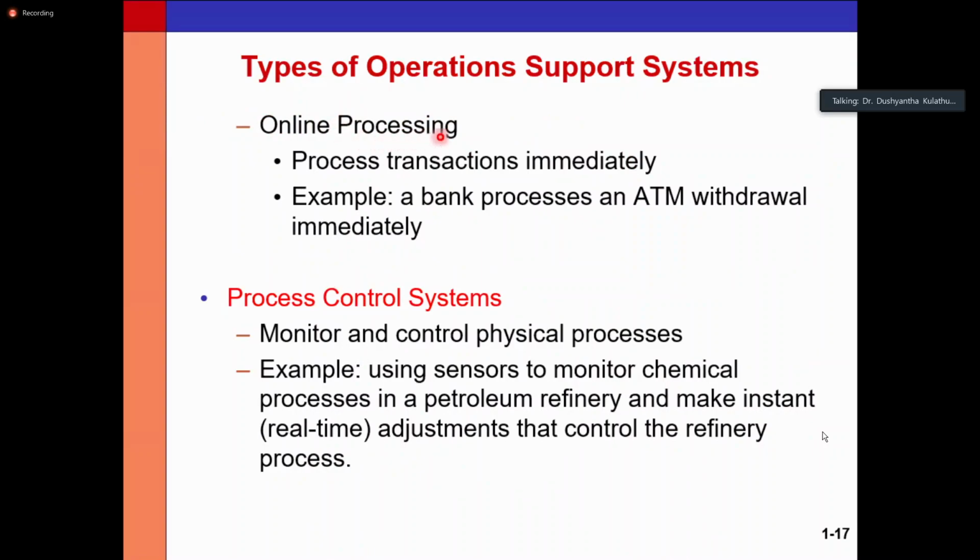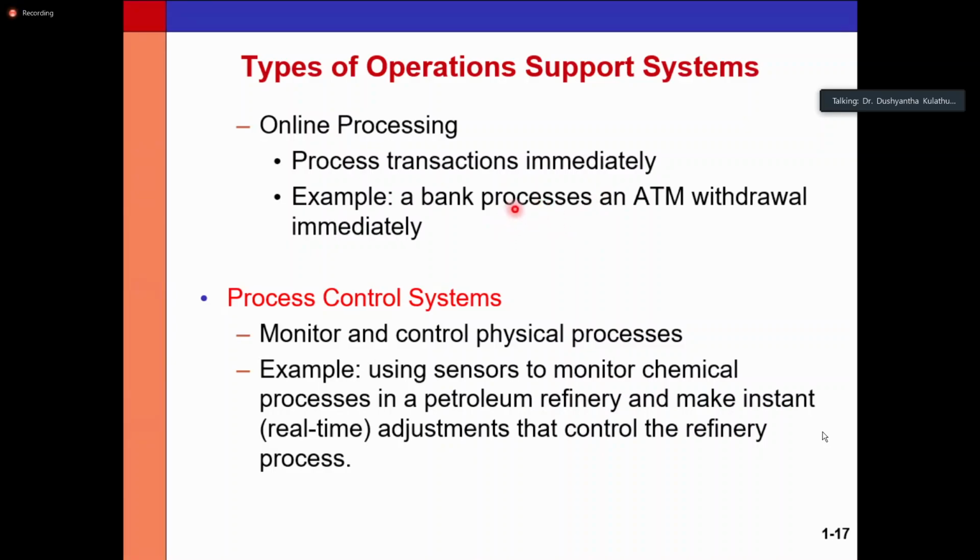Then we have online processing or real-time processing. It processes transactions immediately. That means as and when the transaction happens, the transaction is processed by the systems. The example here says a bank processes an ATM withdrawal immediately. If you withdraw some money from an ATM, that transaction will be processed in real time, and thereafter your account will be updated. If it doesn't happen, there will be lots of problems when it comes to bank transactions.